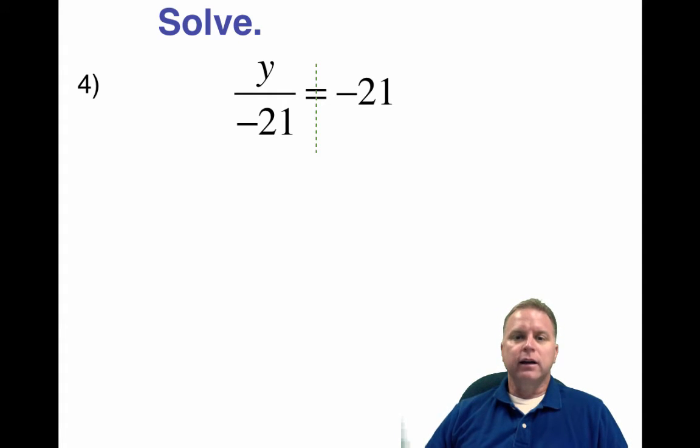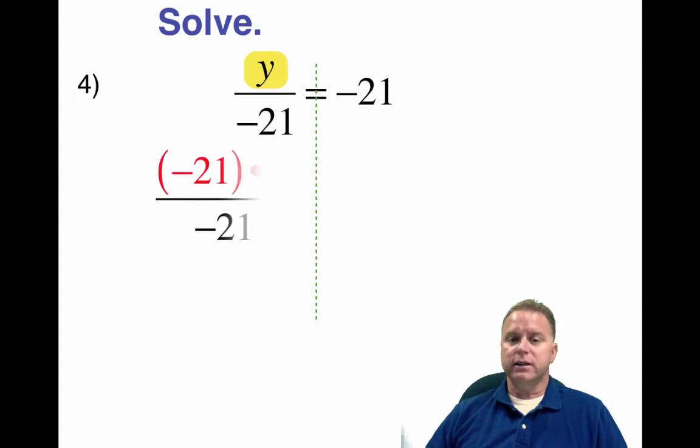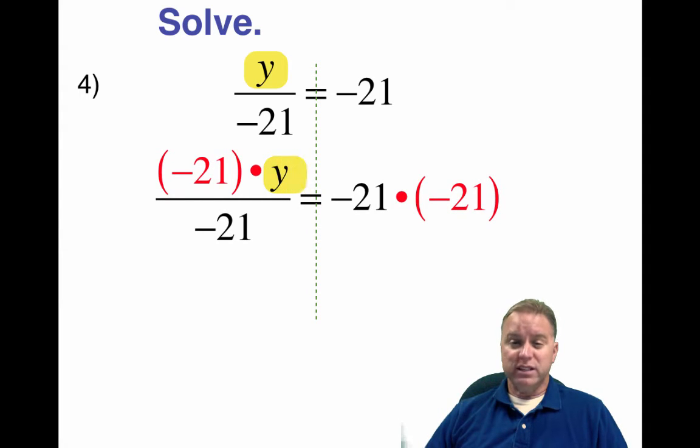All right, did you put your line down the middle? If not, I want you to get in that habit. Did you find the variable? Where's the variable here? In this case, it's y. What are they doing to the variable? They're dividing by -21. So we're going to do the opposite and multiply both sides by -21. Why do we do that? To keep the equation balanced.